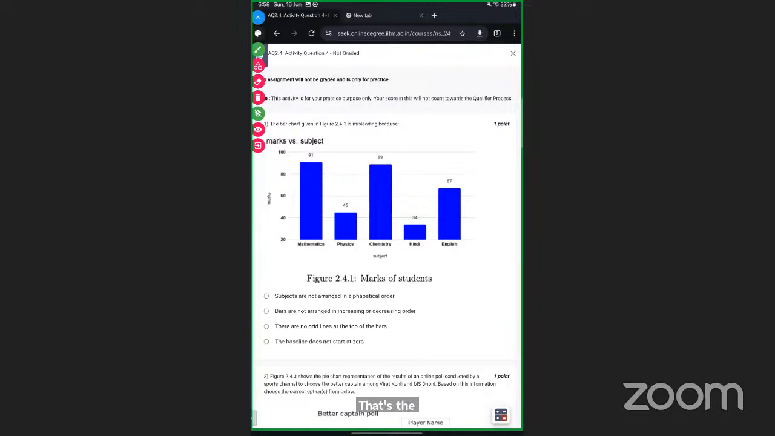Sir, what is the Pareto chart for? The Pareto chart is a bar chart, but it is ordered in ascending or descending order, and it depends upon frequency. It is also a bar chart, but sorted, so it is easy to interpret.